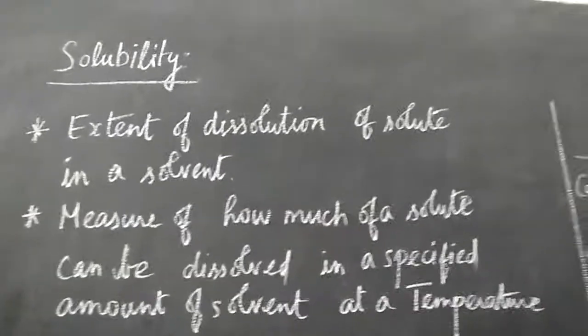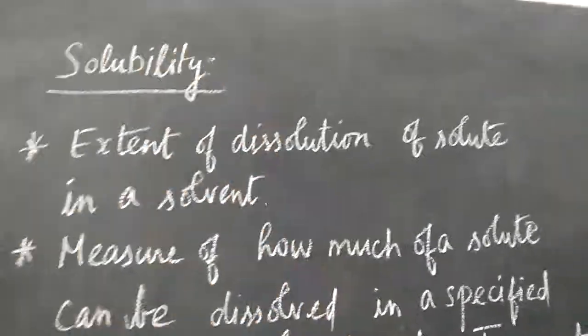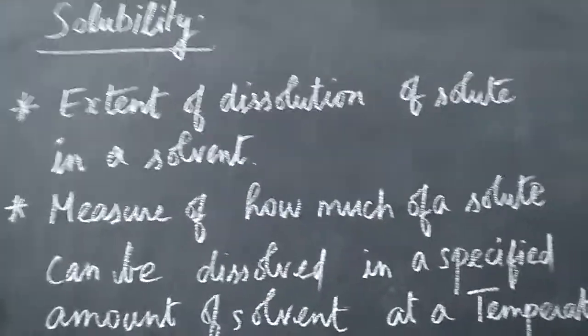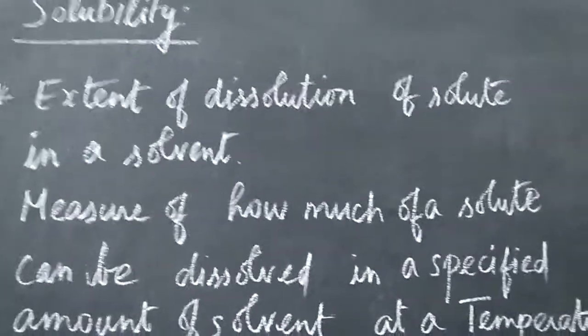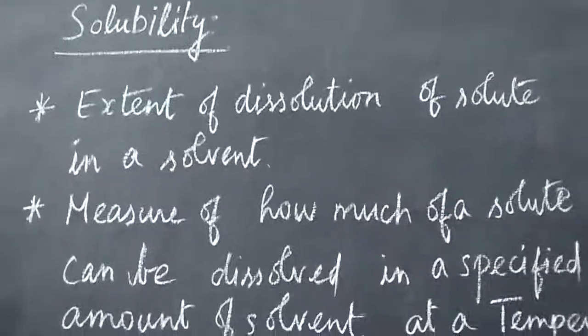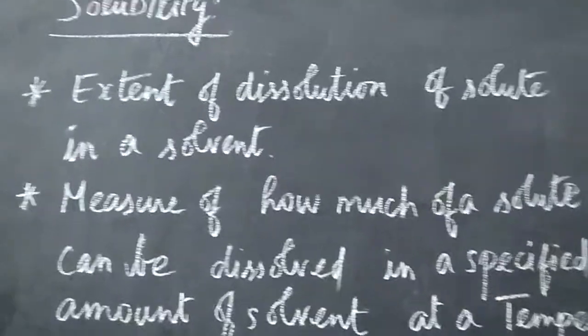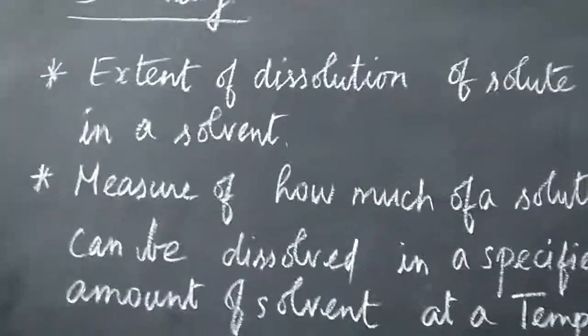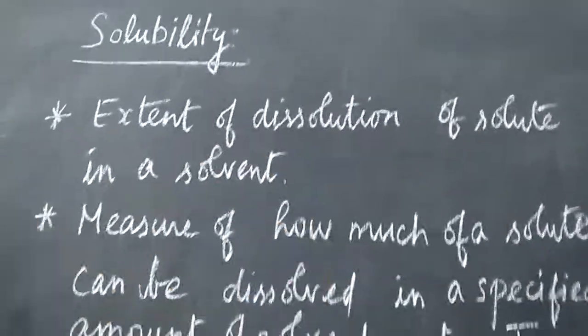So we are going to discuss solubility. What is it? It is the extent of dissolution of a solute in a solvent. We are taking 100 gram of water. The solute is sugar. Extent of dissolution means the maximum quantity of solute that is dissolved in 100 gram of water. So that is its solubility.